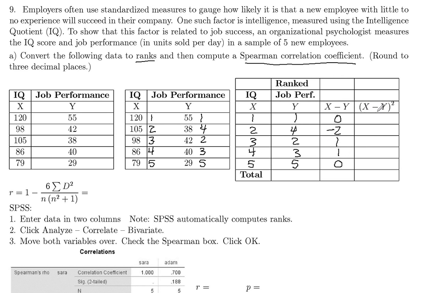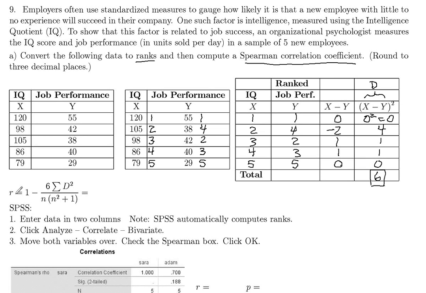And then we square each one of these numbers. So you do x minus y squared, and that quantity x minus y is what your book calls d, the difference in the ranks. 0 squared is just 0. Negative 2 squared, negative 2 times negative 2, is positive 4. 1 squared is 1, 1 squared is 1, and 0 squared is 0. Then we sum these up: 4, 5, 6. So 6 is the total of our differences squared.